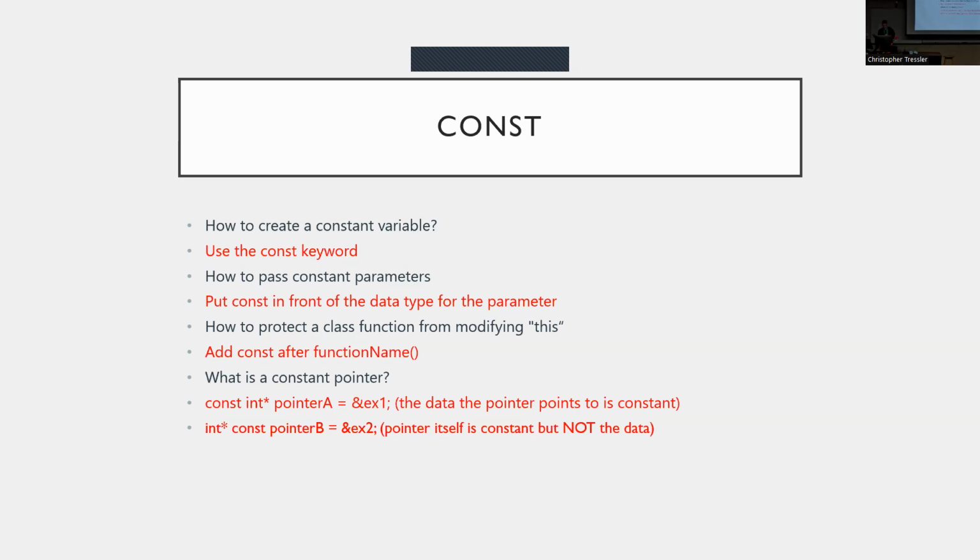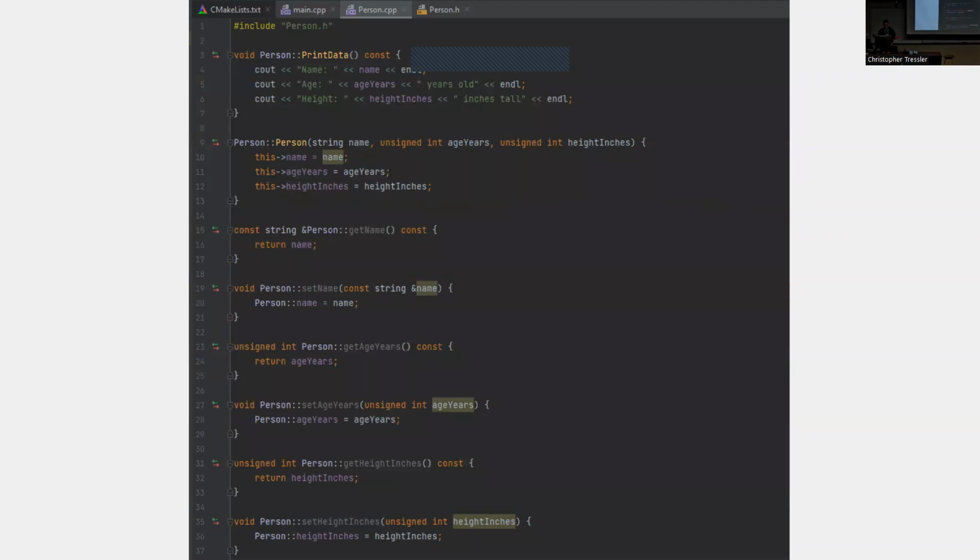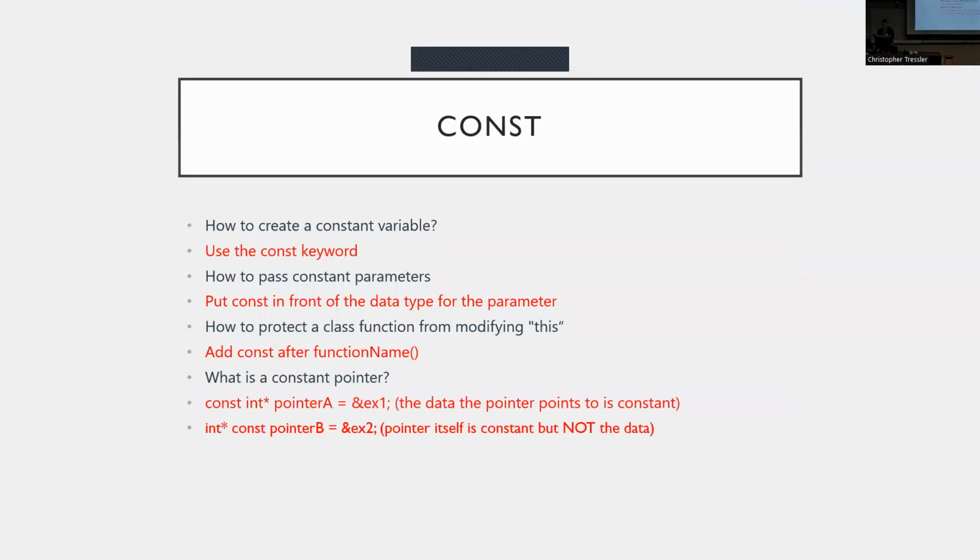So if I go back, hold up, you can see getName, for example, that's a getter. You're just returning the name. You don't want to accidentally end up changing the object. You can see that const is added after getName. So that's just an example function.